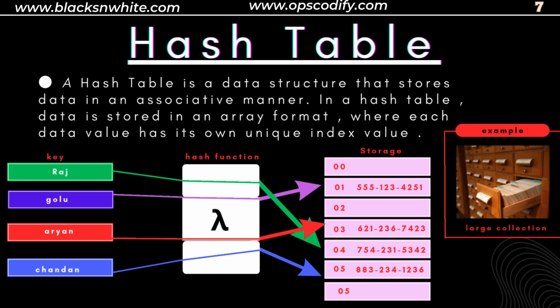Example, file drawer. The drawer example shows organization. Each file has its own index position. Instead of searching entire data, you directly open the specific drawer, just like hash table indexing.